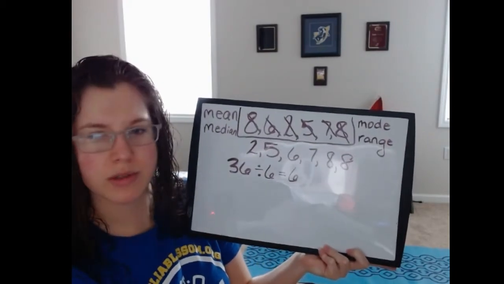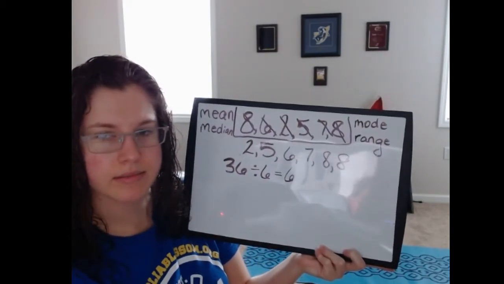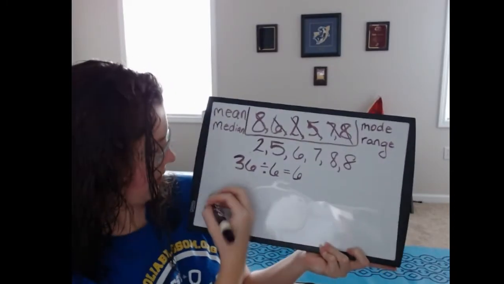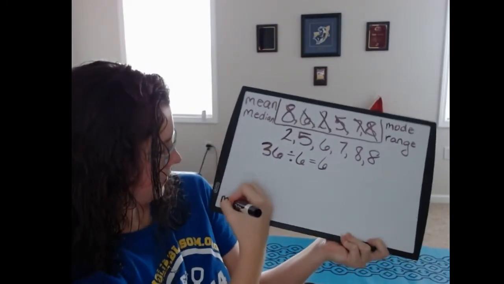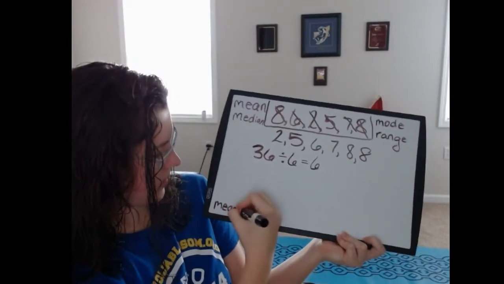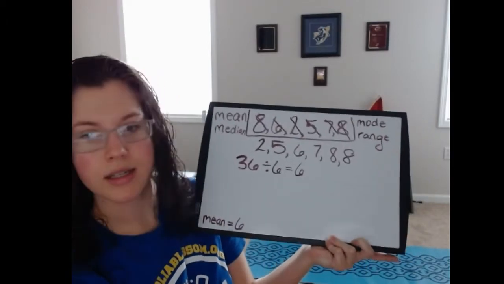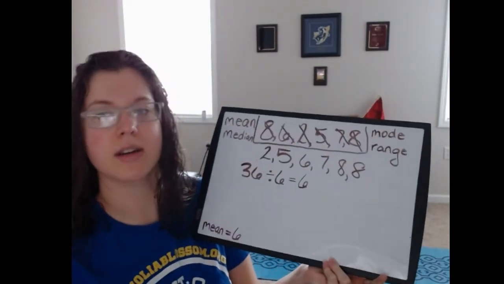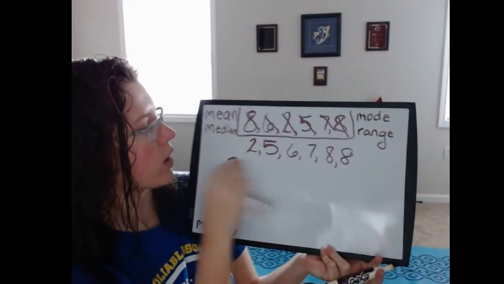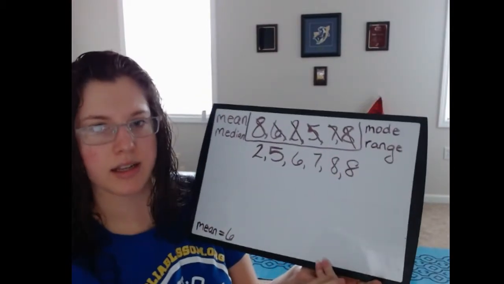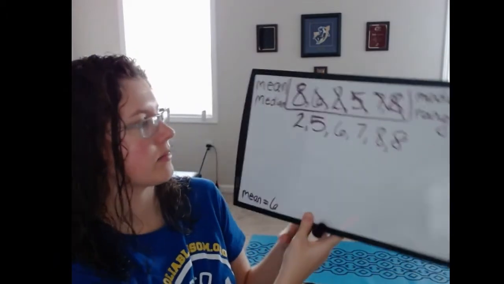And I wish my board was bigger so I could write that to the side. I'll write it down here for now. Mean equals 6. That way, it won't get in the way of the rest of our work. Okay, so we did that. Now we need to do the median.